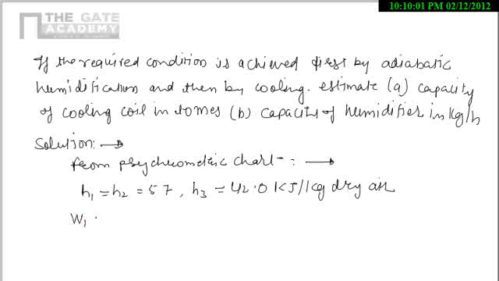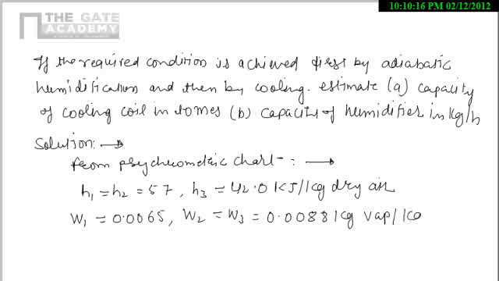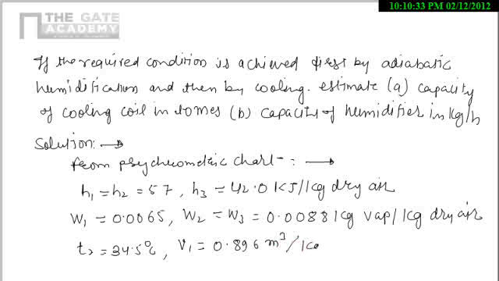Similarly, the specific humidity W1 is 0.0065, and W2 and W3 is 0.0088 kilogram vapor per kg of dry air. T2 is given as 34.5 degrees centigrade. Specific volume is given as 0.896 meter cube per kg of dry air.